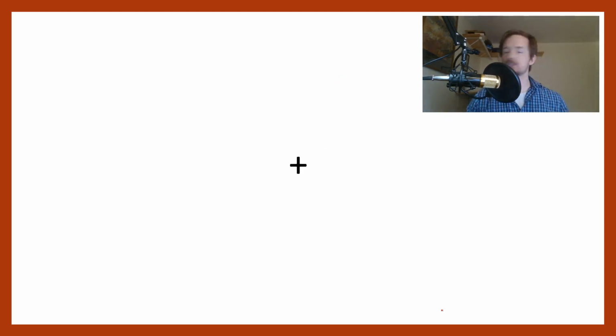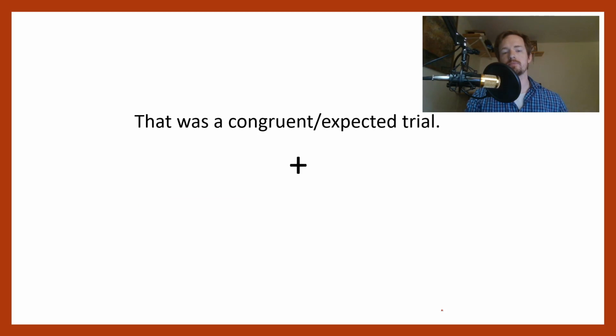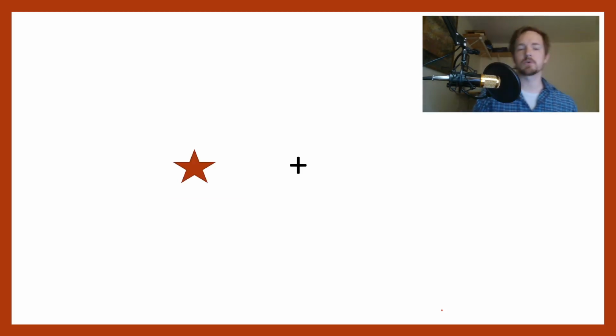So we got the fixation cue. You remember the fixation cue. So now you're looking for that star, and you're going to tell me if it's left or right. Here we go. Okay, so if you were watching that, you would have replied left, right? Because you saw the star here.